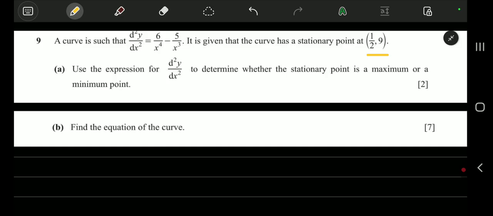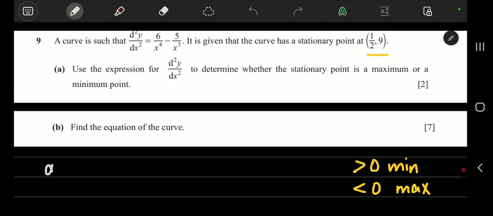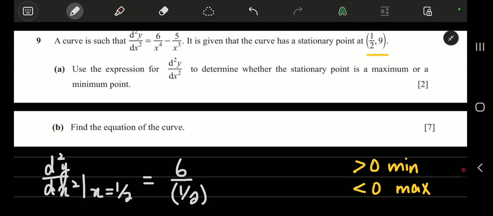Okay, to find out the nature of the stationary point, whether it is a maximum or a minimum: if your value at the given point is greater than 0, then it is a minimum, and if it is less than 0, then it is a maximum. So let's substitute the x coordinate of your point in the second derivative. The second derivative at x equals 1/2 will give you 6 over (1/2) to the power 4 minus 5 over (1/2) to the power 3.